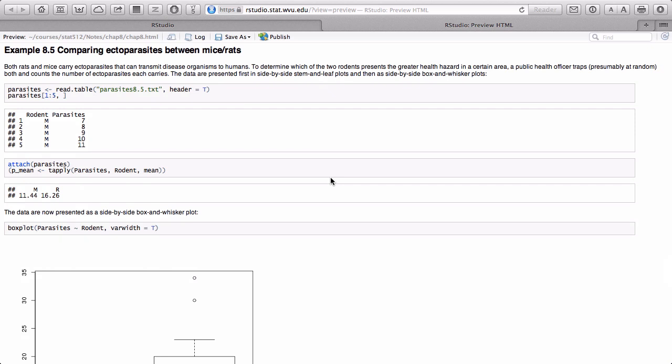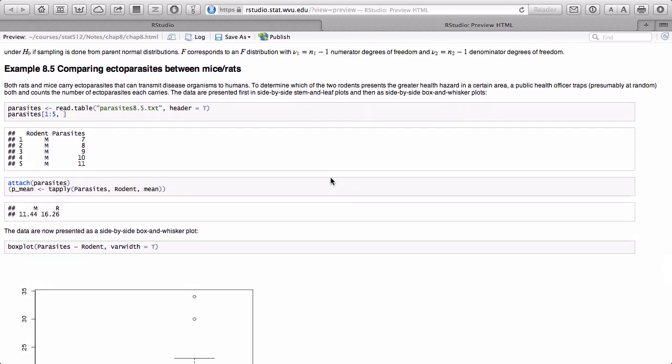Now, this is actually a different example, and perhaps we should have continued on the same example, but suppose, in this case, you have rodents, and you want to know, again, this is counts, how many parasites these rodents are carrying. In this case, are they rats? Well, let's see.